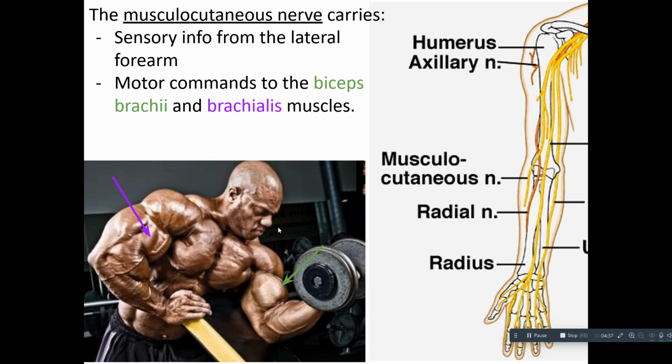Now, the musculocutaneous nerve, we see it running right here. That musculocutaneous nerve is going to get sensory info from the lateral forearm, and that's where we see it right here. And it's going to command two big muscles, the big biceps brachii muscle, which is what bends or flexes your elbow, as well as another elbow flexor right here called the brachialis muscle. Okay, two more nerves to do here.